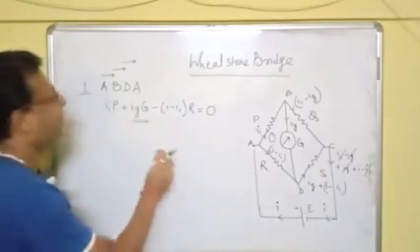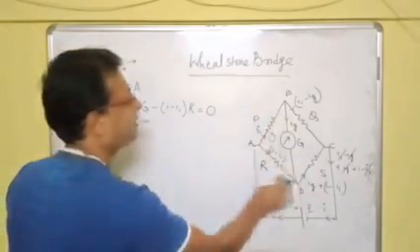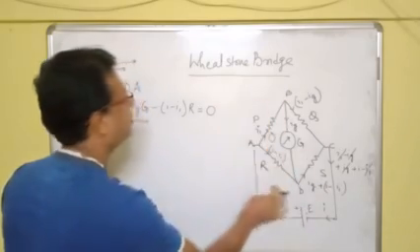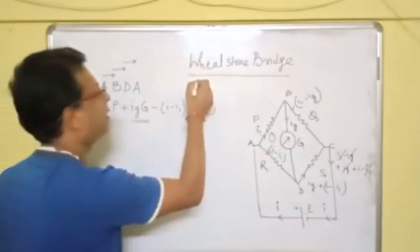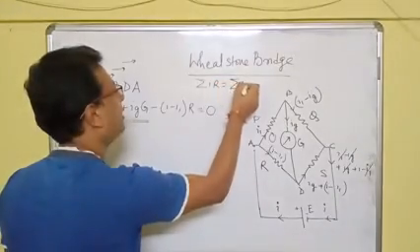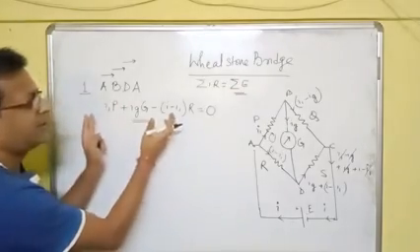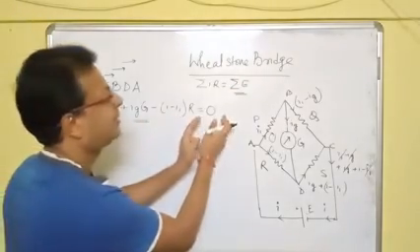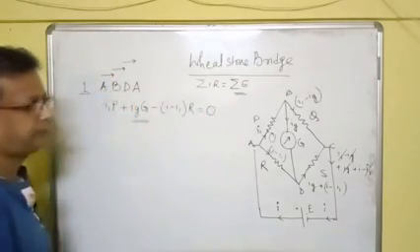Now if you see properly, in this loop A, B, D, A, there is no cell. If there is no cell, then it is equal to 0. Because remember Kirchhoff's voltage law: summation of IR is equal to summation of E. This side is the summation of IR and this side is the summation of E. So no cell, so we write 0.